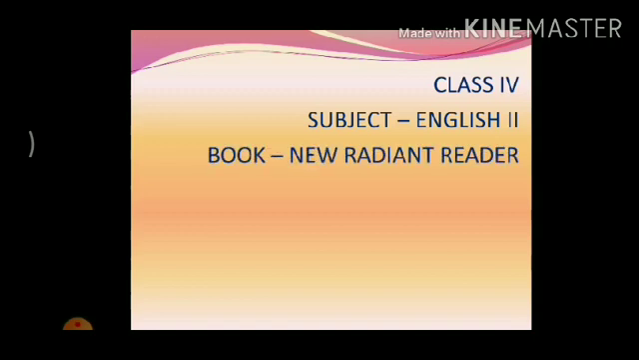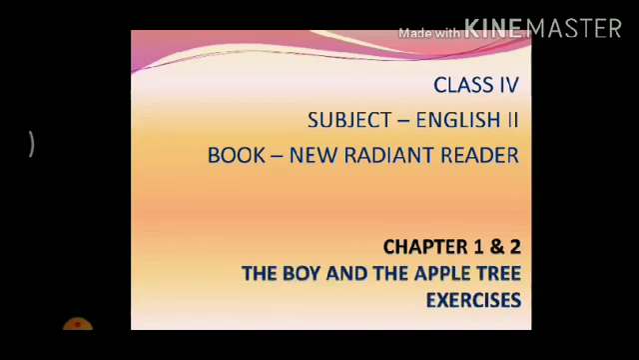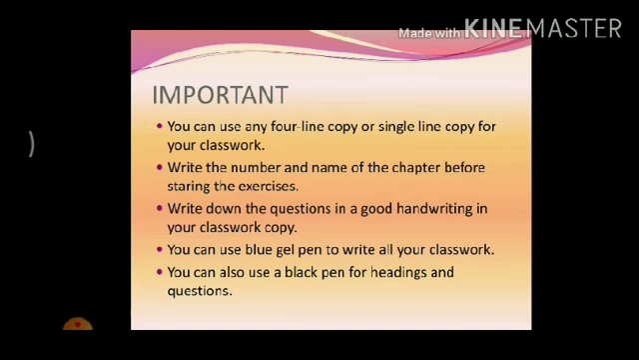Everyone. Today in this video we will be discussing a chapter from your new Radiant Reader book, which is a part of your English literature syllabus. The name of the chapter is The Boy and the Apple Tree. So as we discussed in class, chapter 1 and 2 are two parts of the same chapter. Therefore, I have combined the exercises of both the chapters in one video only. Before we start, let me read out a few points to you.